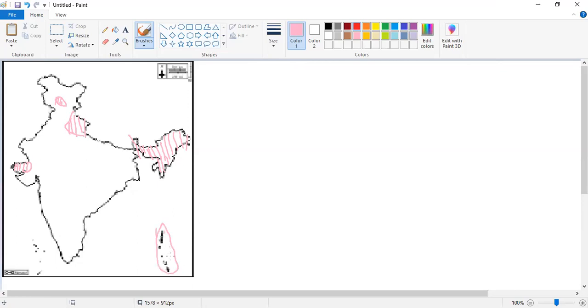This is also under zone 5. Andaman and Nicobar is also under zone 5.